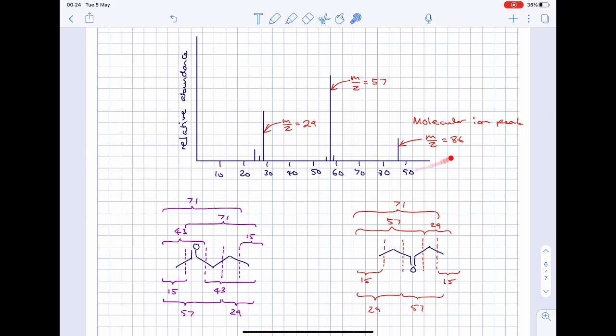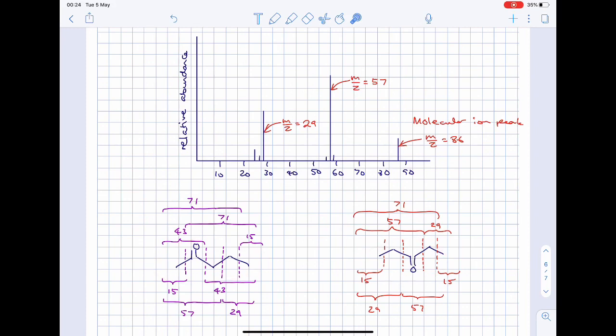The mass spectrum given to us has a molecular ion peak of 86. I haven't shown in this case the n+1 peak, but there would likely be an n+1 peak there. The m/z of 86 matches both of these because these are structural isomers, so these both have Mrs of 86.